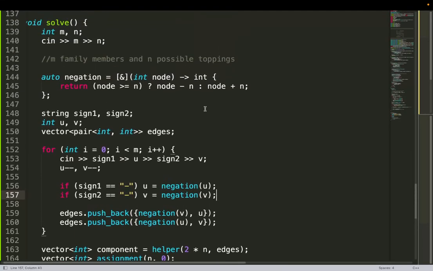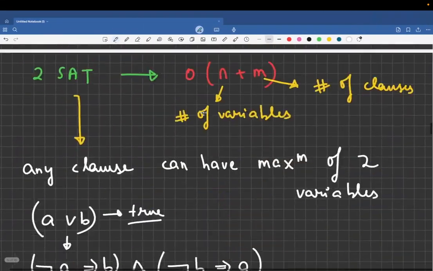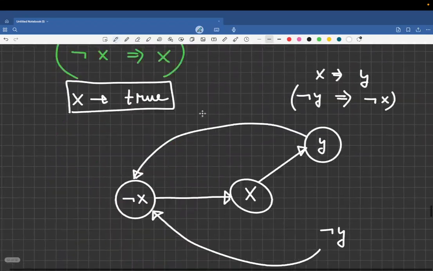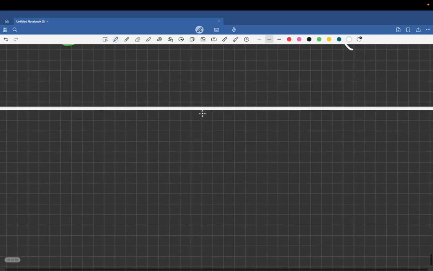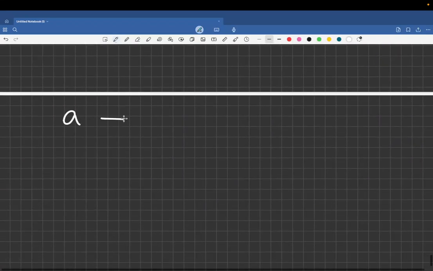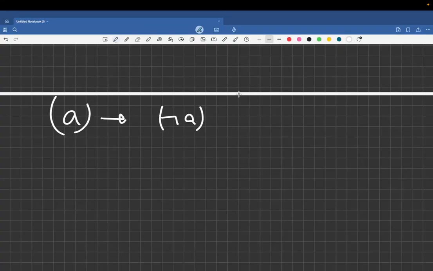Now what does negation mean? If you just look, for every node a, you also want its negation, right? Now how will I represent this node? Let's suppose I have node number 0. How would I represent a negation?